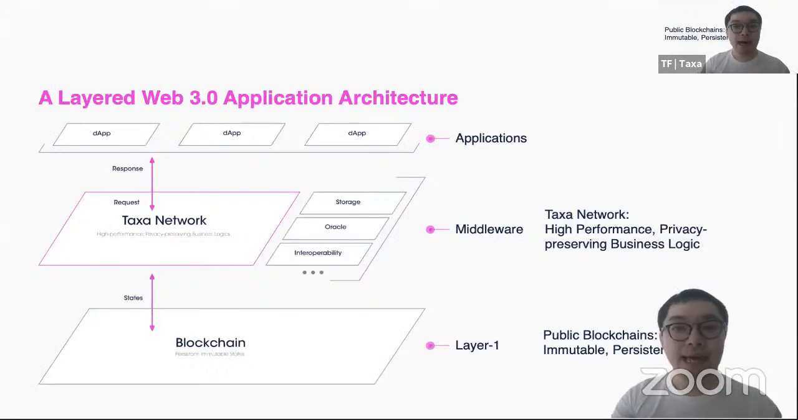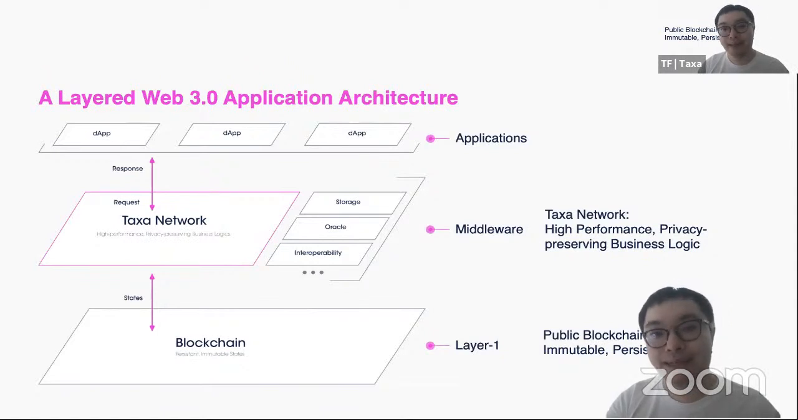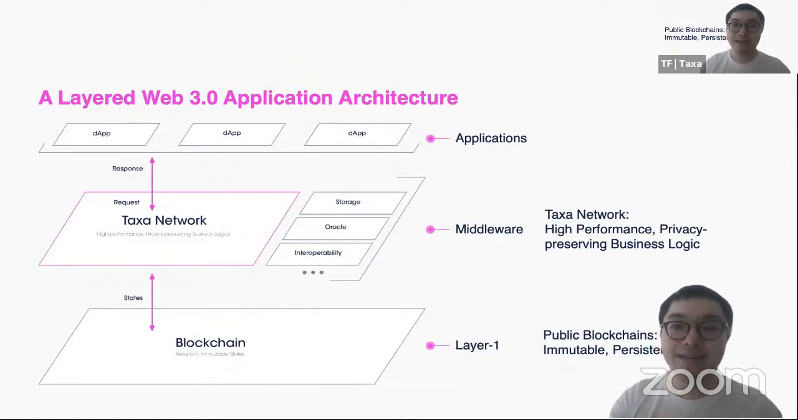In our vision, the future DApp will be in a layered architecture. Each layer will do what it does best. The middleware, Taxa network, will focus on high performance and privacy-preserving business logic. And the layer 1 blockchain does what it does best, which is providing the immutable persistent state and forming the consensus. The relationship between Taxa network and a layer 1 blockchain is a little bit like a backend service to a database.